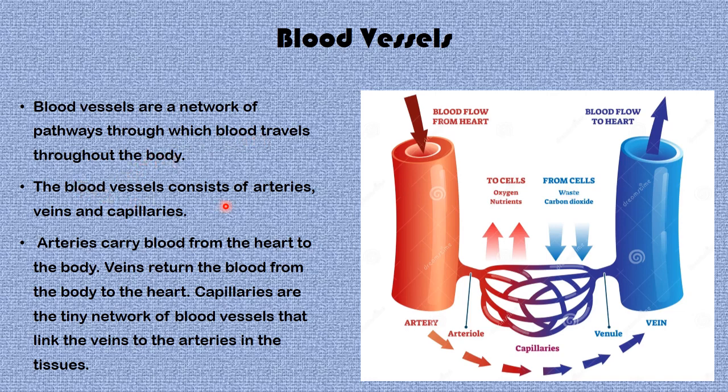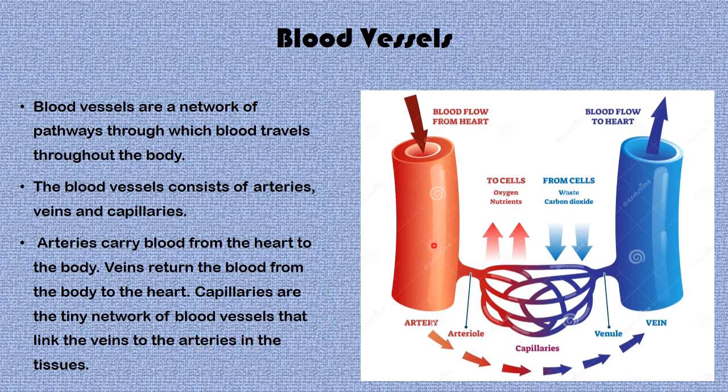The blood vessels consist of arteries, veins, and capillaries. Now, the arteries carry blood from the heart to the body. The vein returns the blood from the body back to the heart, while the capillaries are the tiny network of blood vessels that link the veins to the arteries in the tissue.